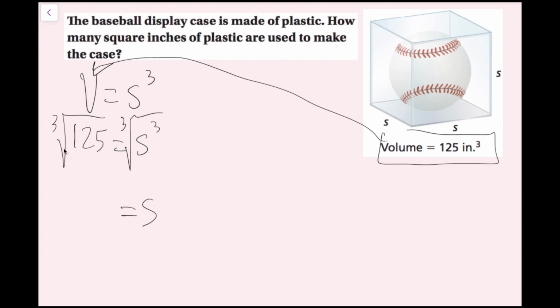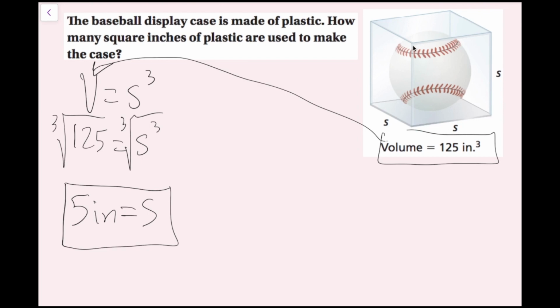And then over here, I want the cube root of 125. What number multiplied 3 times equals 125? That's going to be 5. Okay, and then my unit's going to be inches. So 5 inches is the side length, but that's not what I'm looking for. I'm looking for the surface area of this cube.